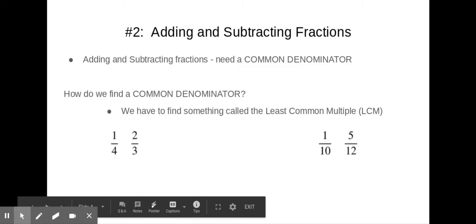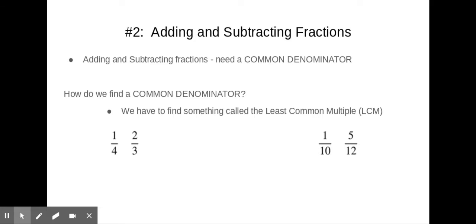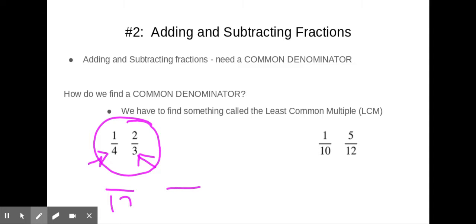Adding and subtracting fractions. When we add and subtract fractions, we have to find something called a common denominator. And we do that by finding the least common multiple. So if I were to add or subtract these two fractions together, I need to make the bottom number be the same. So I think, well, what is the smallest number that both 4 and 3 multiply to? Well, both 4 and 3 have a common multiple of 12.